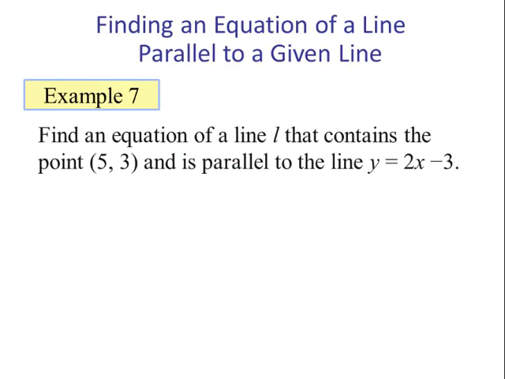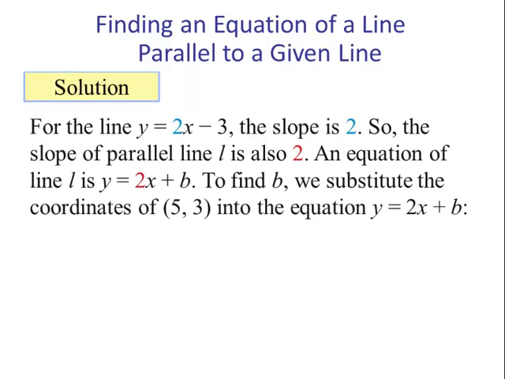Example 7. Find the equation of the line L that contains the point (5, 3) and is parallel to the line y equals 2x minus 3. Solution. For the line y equals 2x minus 3, the slope is 2. So the slope of the parallel line L is also 2. They have the same slope. An equation of line L is y equals 2x plus b.